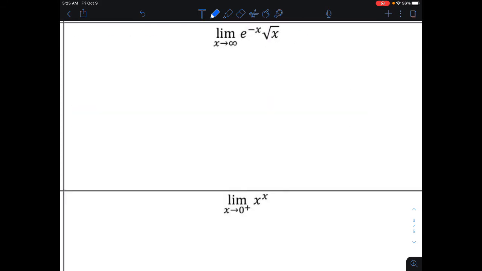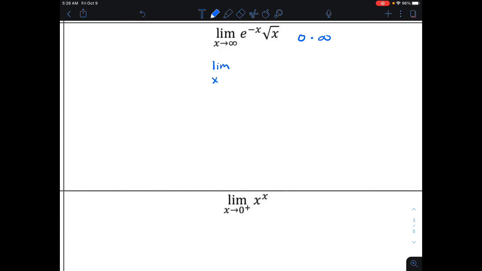All right, let's look at this one here. We have the limit as x approaches infinity of e to the negative x times the square root of x. If I put infinity in, e to the negative infinity is approaching a value of 0. And then I have the square root of infinity, which is the square root function is going to increase without bounds. So we have 0 times infinity. That's an indeterminate form. What we need to do is rewrite this problem and see if we can find a way to solve it.